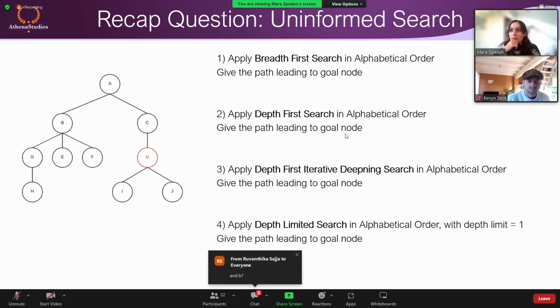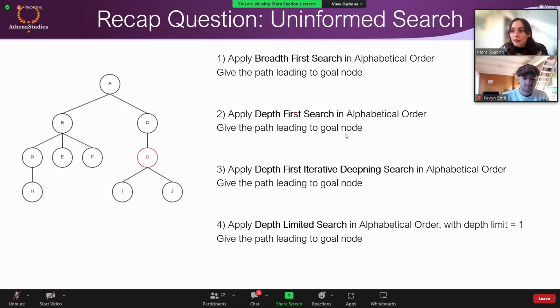Okay, so let me see. Maybe Daniele, could you help me with the first one? So if we apply breadth first search, then which order would we get here for this first one? You can also answer in the chat if you like, but otherwise you can just unmute yourself, Daniele.